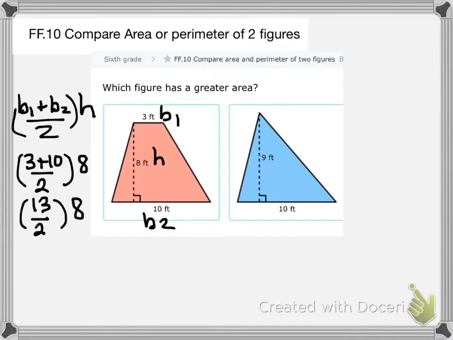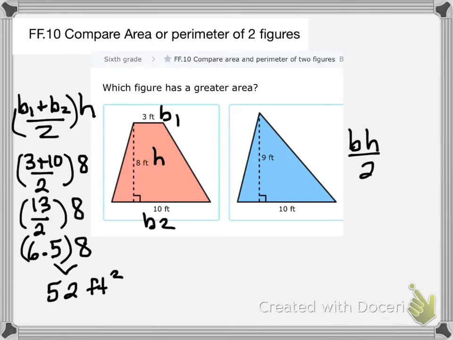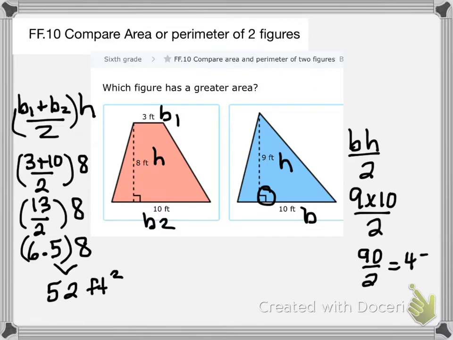13 divided by 2 is 6 5/10, or 6.5. We're going to multiply that by 8, and that product is 52. So the area here is 52 feet squared. And over here for our triangle, base times height divided by 2 would be 9 times 10 divided by 2. 10 is the base, 9 is the height. They're perpendicular to each other. That 9 times 10 is 90 divided by 2, and that equals 45 feet squared.